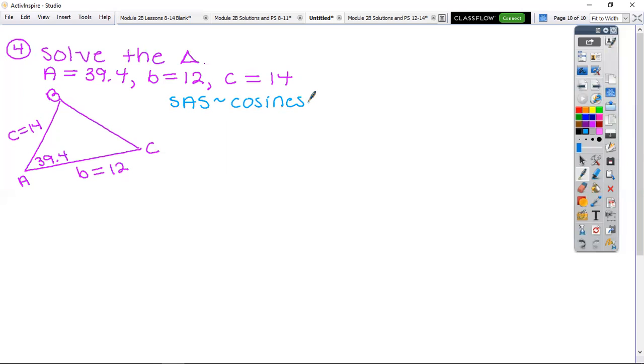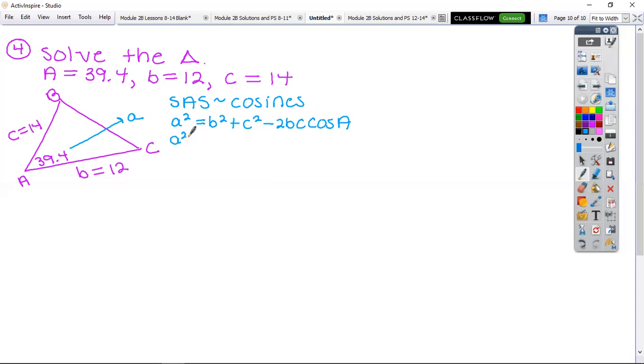I am going to begin by solving for little a because it is across from the only angle that we actually know. So my formula is going to begin with the side I'm looking to obtain. So I go a squared equals b squared plus c squared minus 2bc cos A. Remember, whatever you start with, you end with.